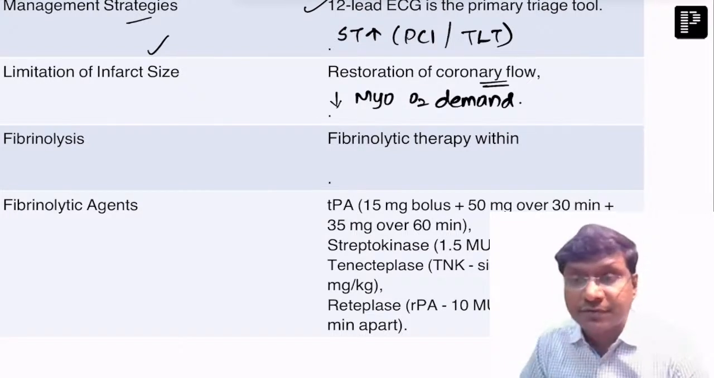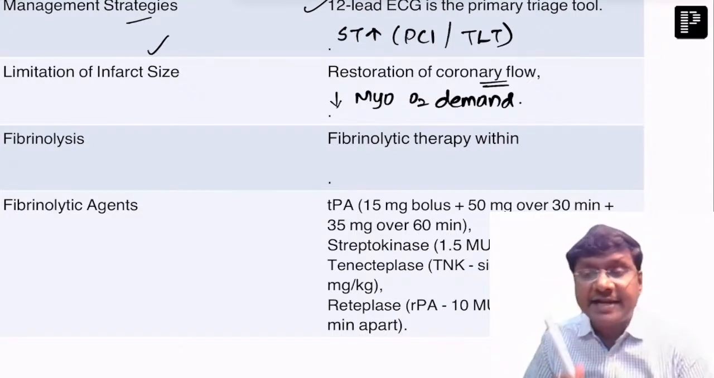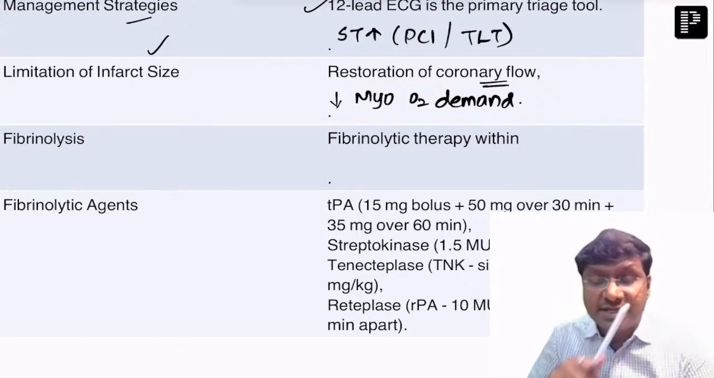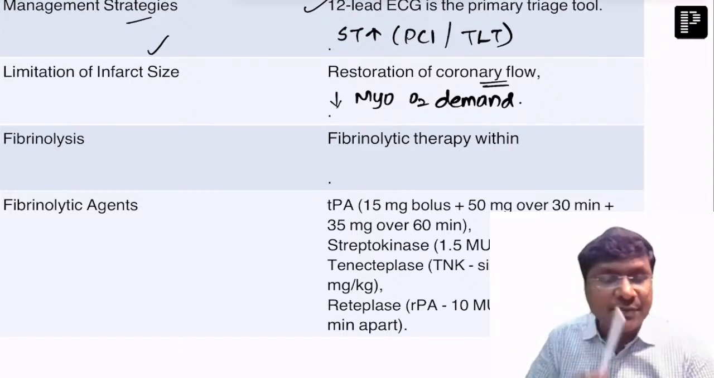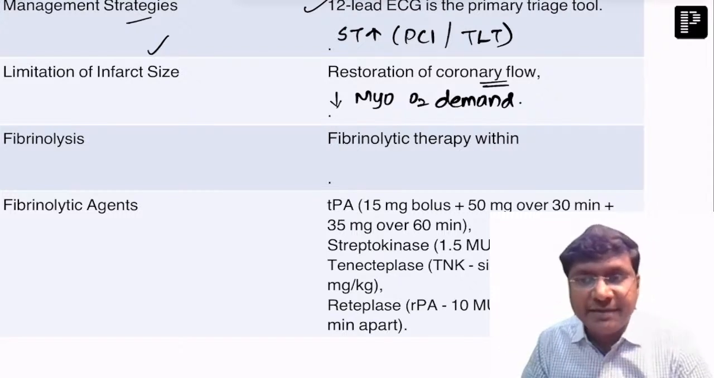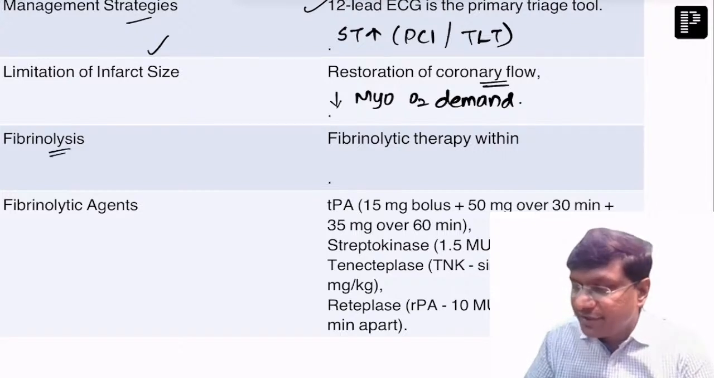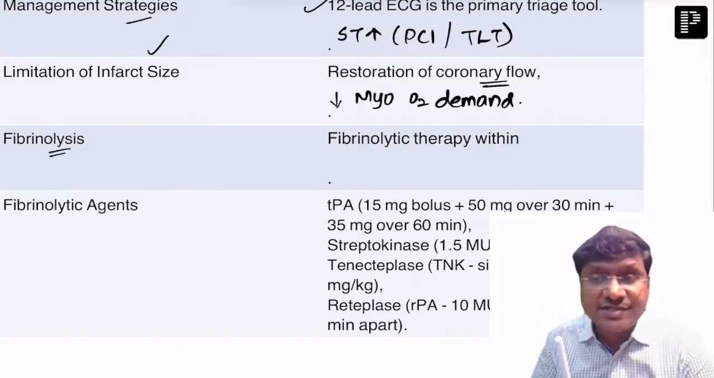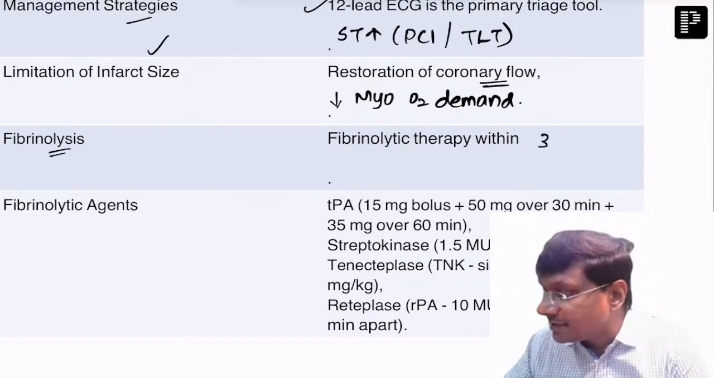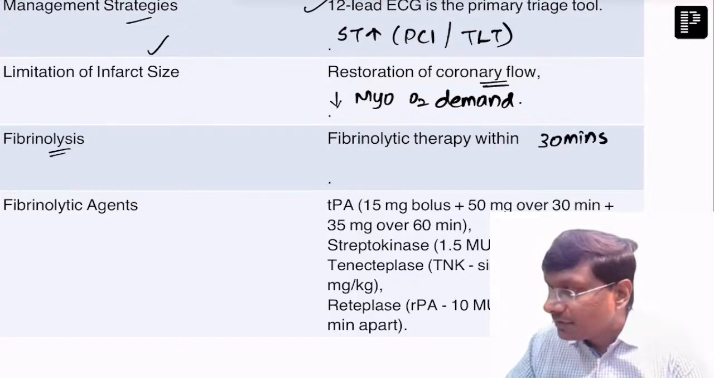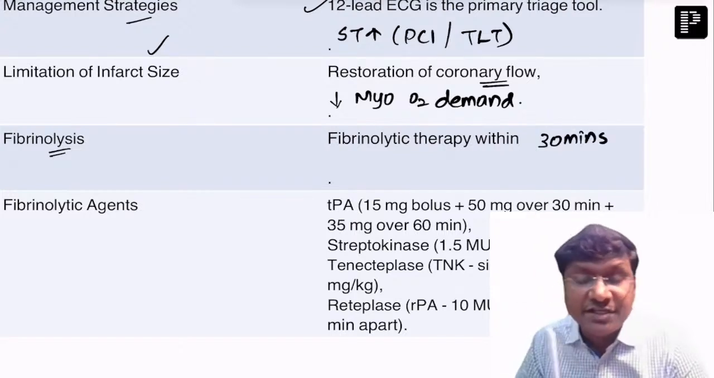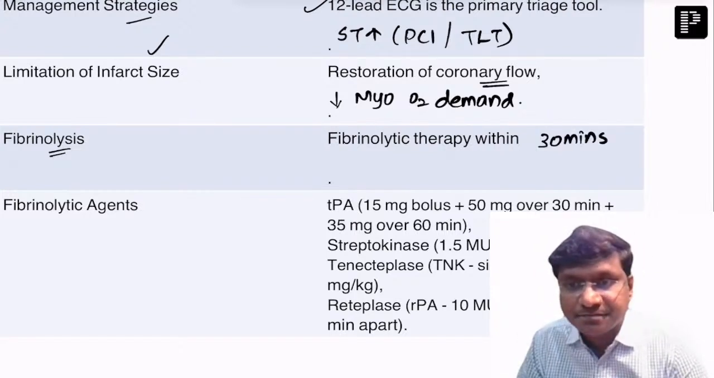Right, reduction of the myocardial oxygen demand, and at the same time you should also treat the ischemic penumbra. That will improve the outcome. Next is the fibrinolysis, and fibrinolysis should be given within 30 minutes of the hospital arrival, right?